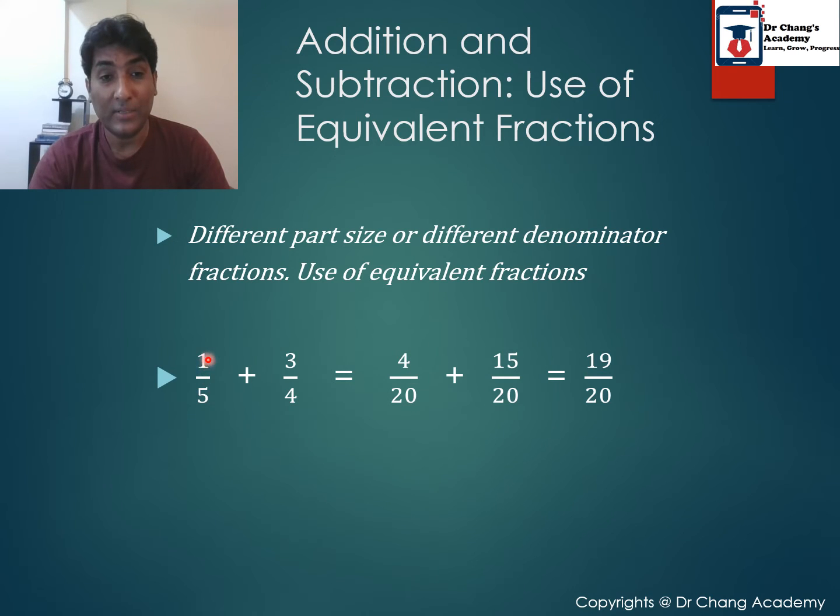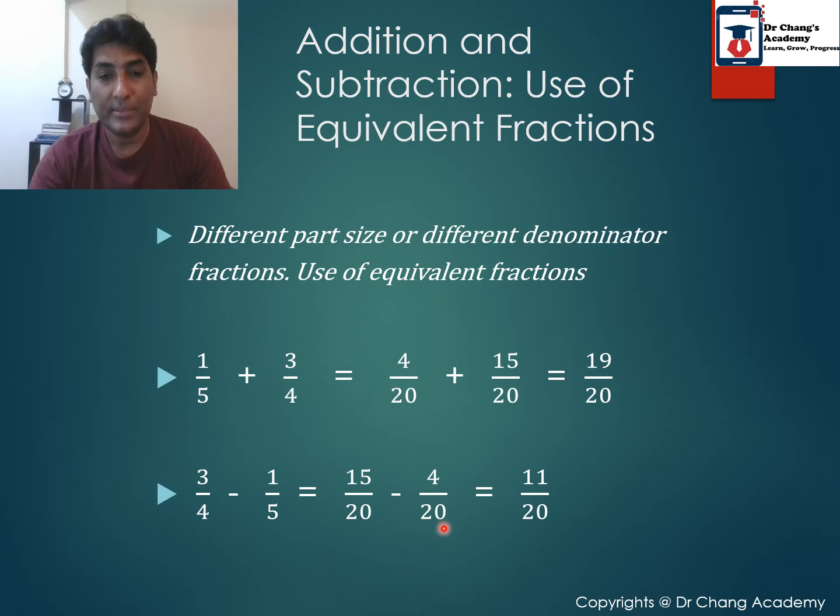4/20 is equivalent to 1/5. So notice here 4 is 1/5 of 20. In the same way, 15 is 3/4 of 20. Okay. So the process, when we have these same size, same denominator fractions, we use the earlier process we discussed. We add the parts. So 4 plus 15 is 19.